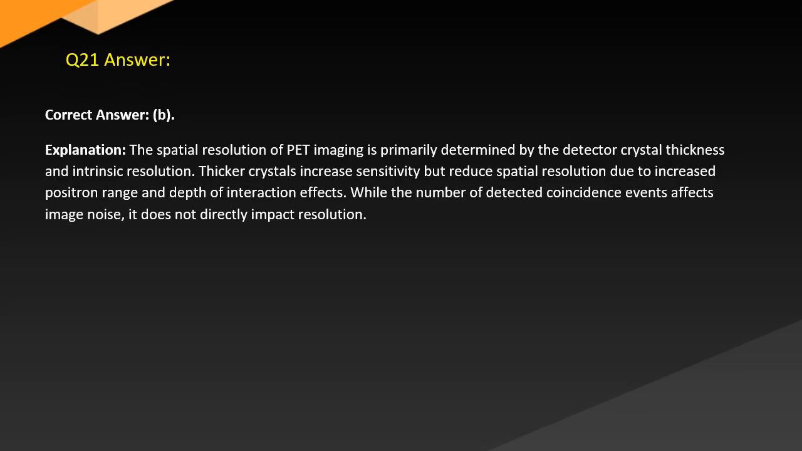Answer. Correct answer: B. Explanation. The spatial resolution of PET imaging is primarily determined by the detector crystal thickness and intrinsic resolution. Thicker crystals increase sensitivity but reduce spatial resolution due to increased positron range and depth of interaction effects. While the number of detected coincidence events affects image noise, it does not directly impact resolution.